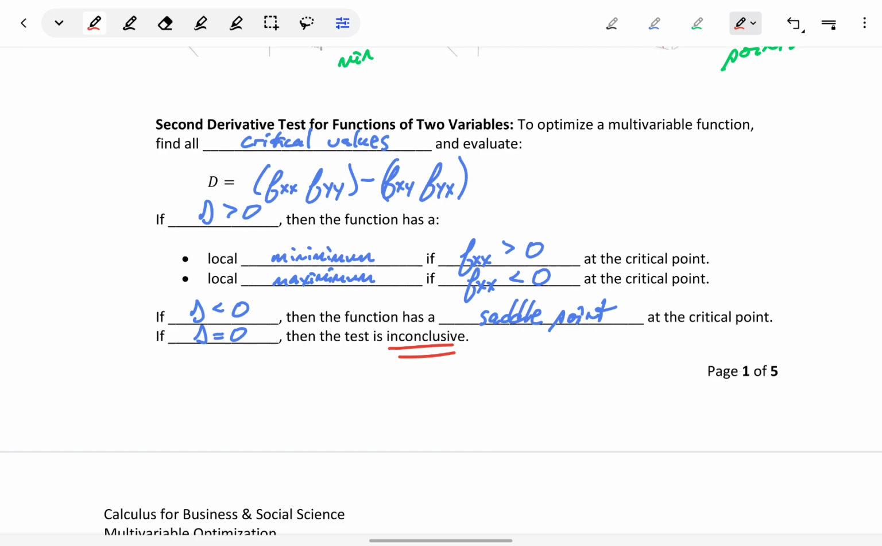We need to know how to classify all of these, but also recognize that in this last case, while the test is inconclusive, that is our final answer. We just didn't learn any final information about that critical point.